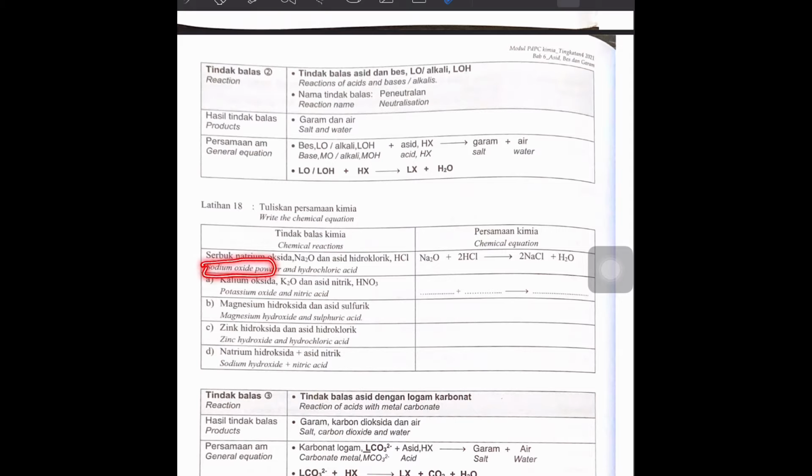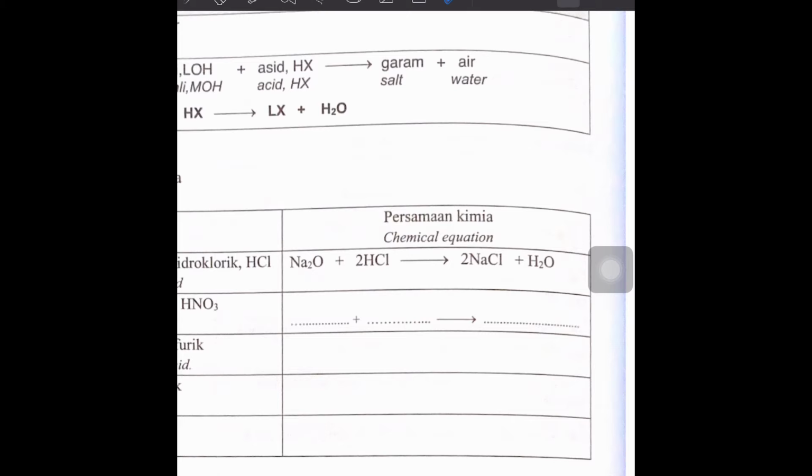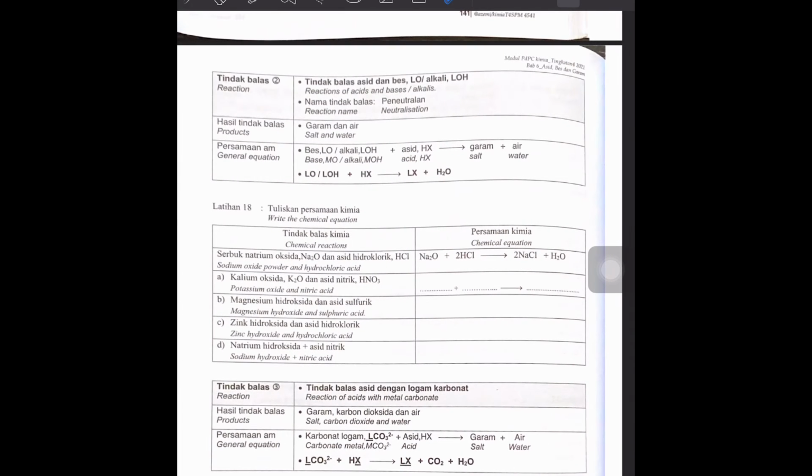Sodium oxide powder and hydrochloric acid react with each other, produce salt and also water. Remember, the cation from the base will combine with the anion from the acid. So you will have your salt. So for the H and O, the remaining two, they will combine to form water. So good luck on completing all the ABCD.